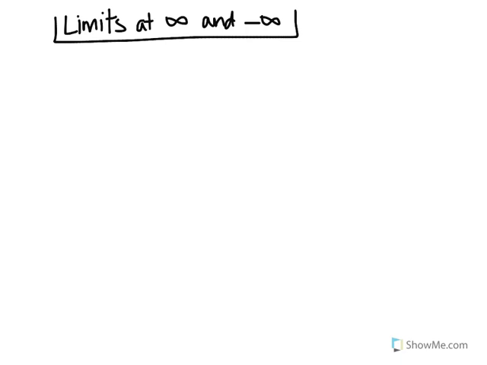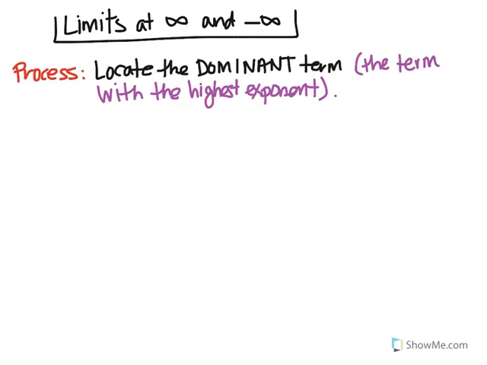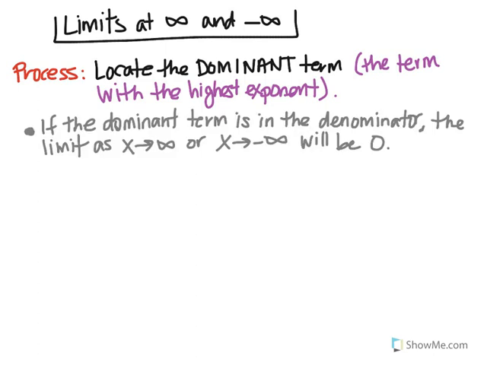Moving on to the next thing, we're going to be finding limits at infinity and negative infinity, and the process that you're going to be using is this. You're going to be locating the dominant term, and usually it's the term with the highest exponent. Once you've located it, you're going to have one of 3 cases. Here's the first case. If the dominant term is in the denominator, in the bottom of your fraction, the limit as x approaches infinity or negative infinity will always be 0.